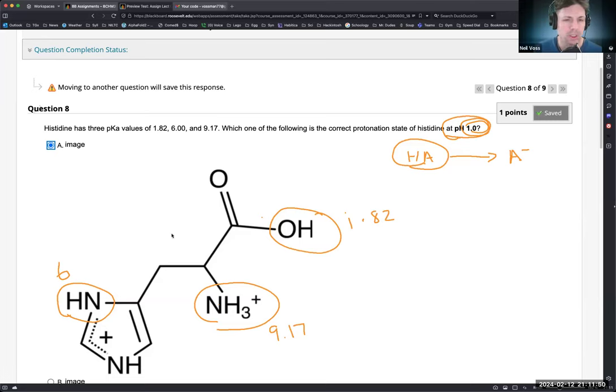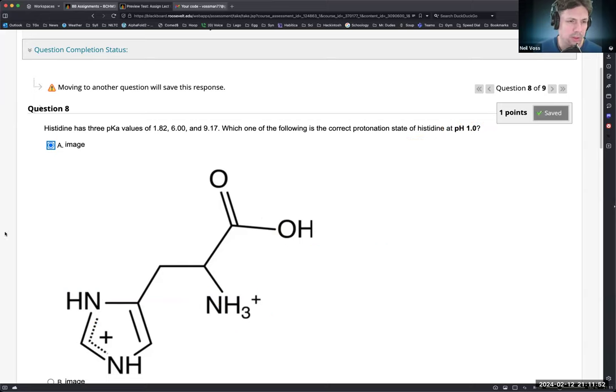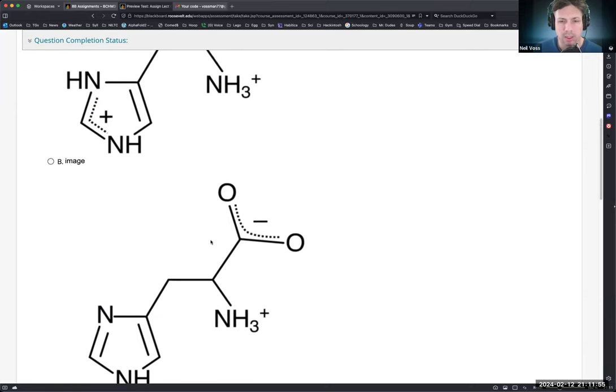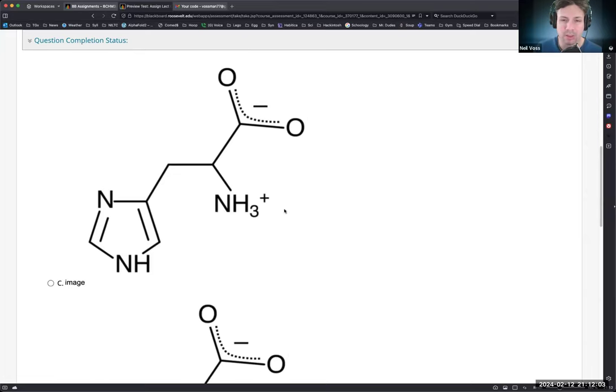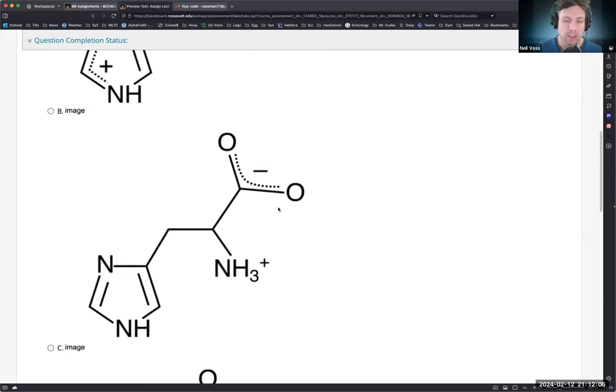Let's take a look and scroll and look at the other ones and talk about why they're not correct. So this one here, we've lost an H on the side chain as well as on the C terminus. Again, at pH 1, we're having all the hydrogens. This would probably be the most appropriate at pH 7, pH 8, etc.